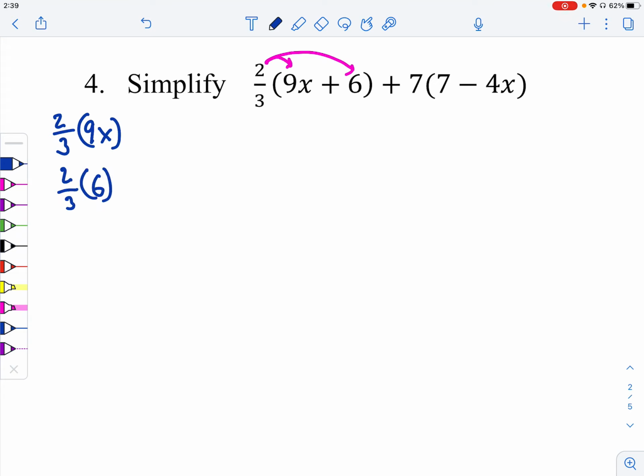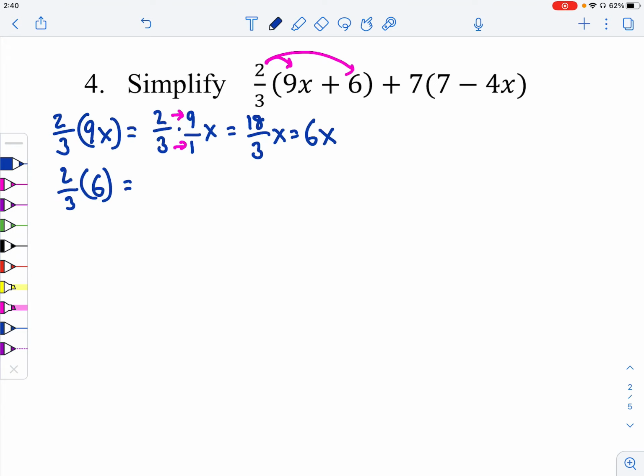So we distribute that 2/3. So first one, 2/3 times 9x. So 2/3 times 9 is 2/3 times 9/1, right? Whole number, put it over 1 with the x. So it's going to be, and then multiply across, we get 18/3 x. 18 divided by 3 is 6. So this is 6x.